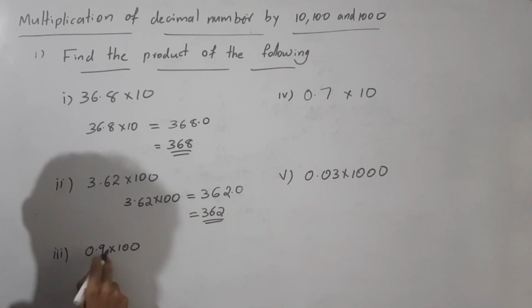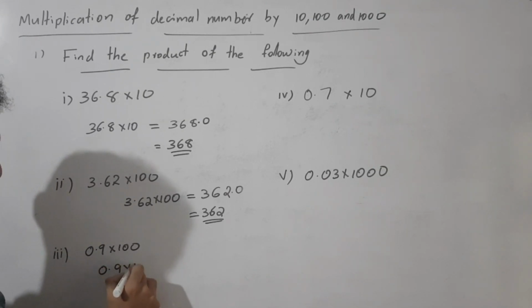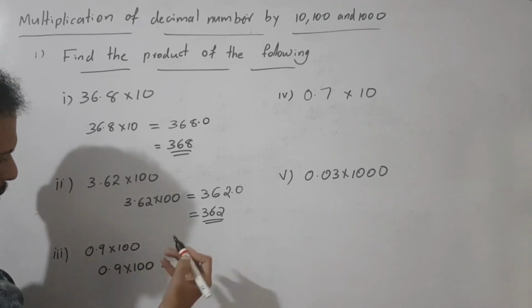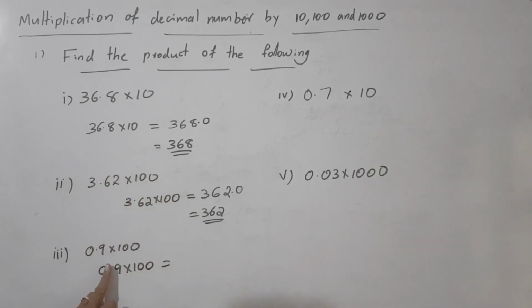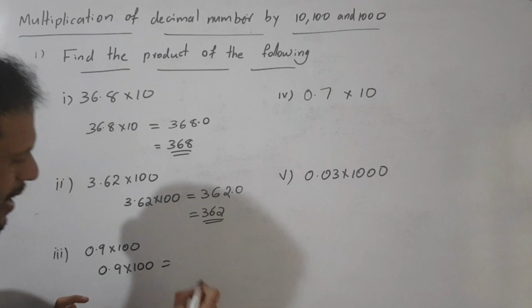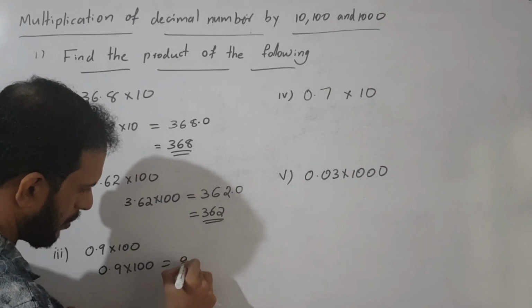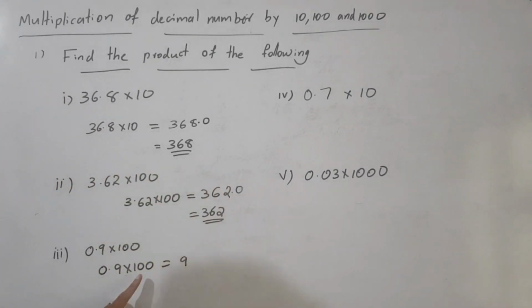Third question. 0.9 into 100. Then what is the answer? 0.9 into 100 is equal to. Now we just avoid the decimal point. What is the number? 09. 09 means 9. We just write the number 9. How many zeros here? 2 zeros. Correct? That means the decimal point is now in front of 9 here. Okay? In front of 9.